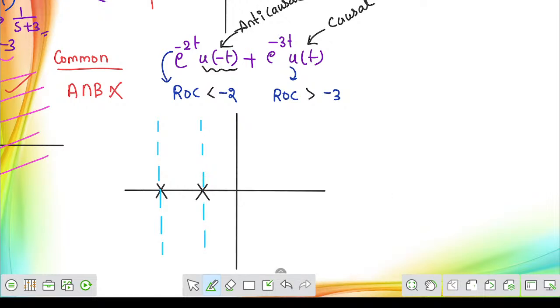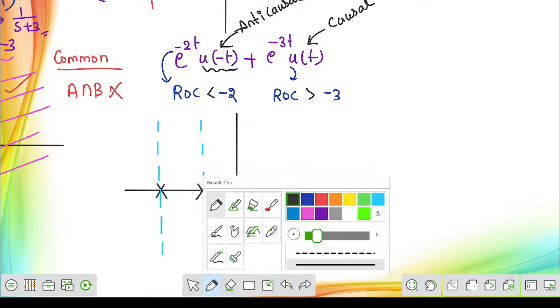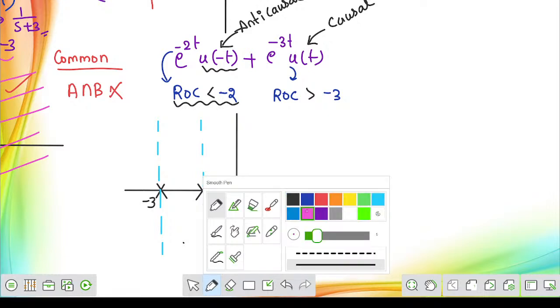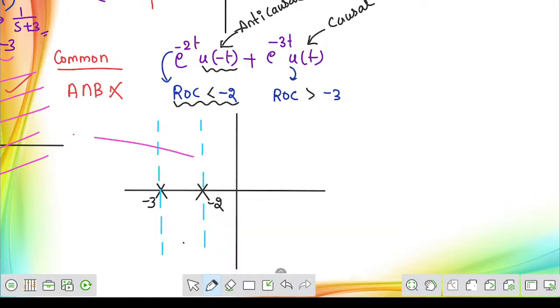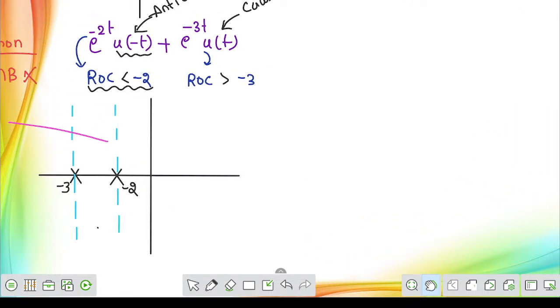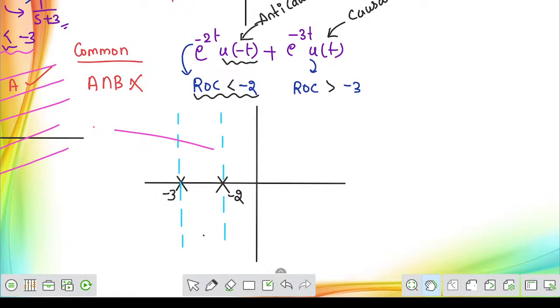How will you develop the region of convergence, sir? The first one, here we have minus 2. Yes. See, here we have minus 2. Here we have minus 3. Now, cross check. First one, region of convergence for the first signal. It should be less than minus 2. The ROC is going to be less than minus 2. It means we are going to develop the region of convergence for this given sequence from minus 2 to minus infinity. This is the complete ROC.